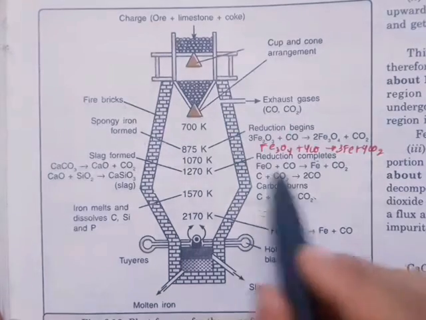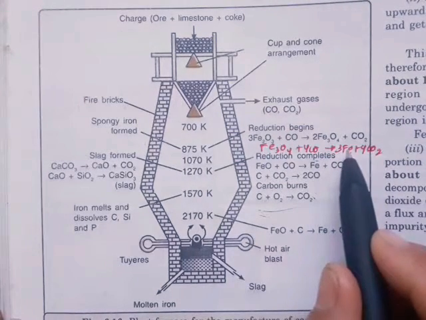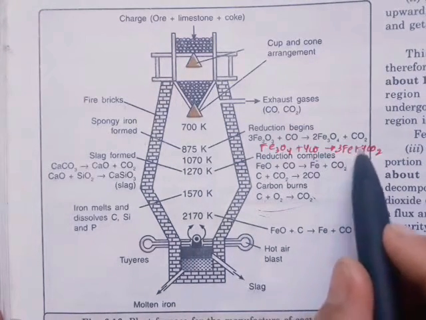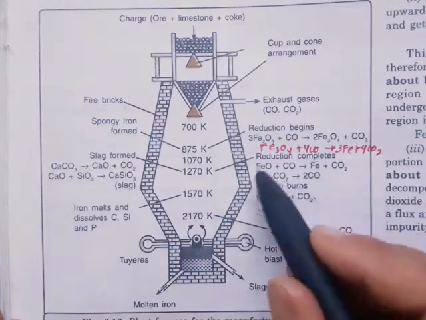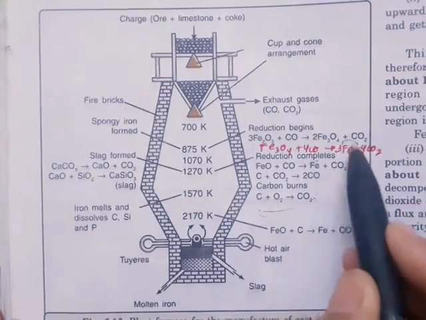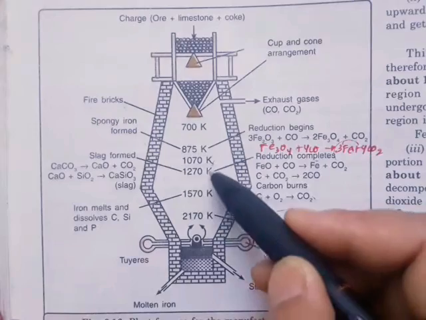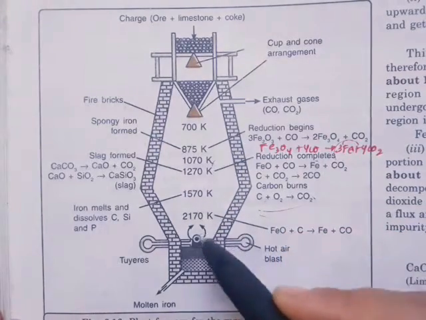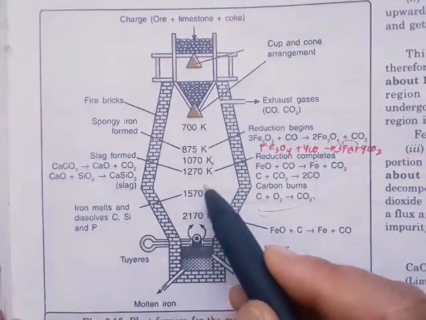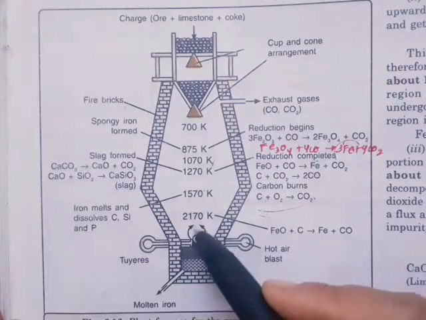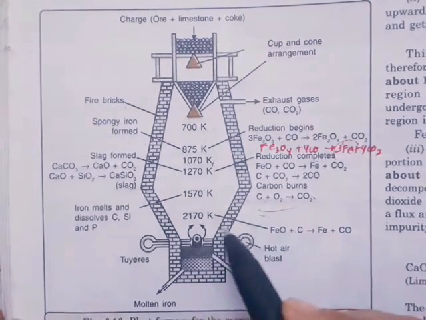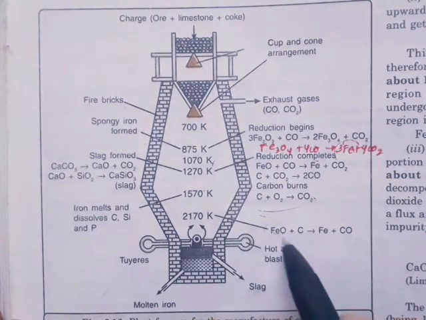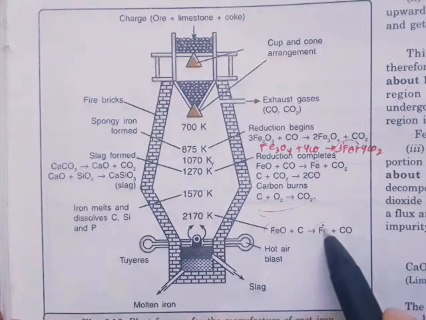So here the reduction of your iron begins. Now the spongy iron produced in the reduction zone will move down slowly and melt in the fusion zone. At the lower or hotter part the main reaction takes place, so if any oxides are there, they will convert to iron in the molten state.